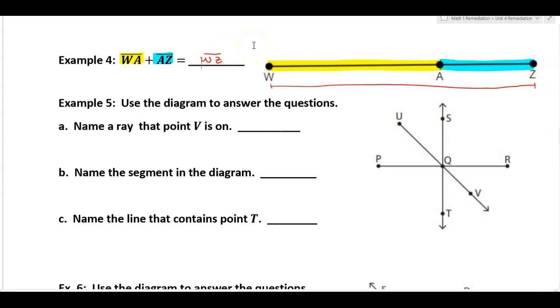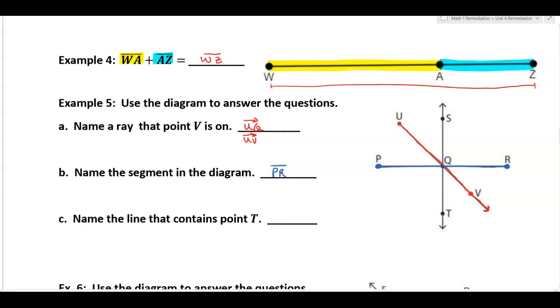So now the next one. Name a ray that point V is on. So if I look, here's point V, and it's on this ray. Since it's on that ray, how would we name it? Well, we know the endpoint of that ray is U, so we have to start with U, and it goes through Q. So ray UQ, or you could say ray UV. If I look, there are several segments in this diagram, but when I look at the overall diagram, the one they're looking for is this major segment, which is PR.